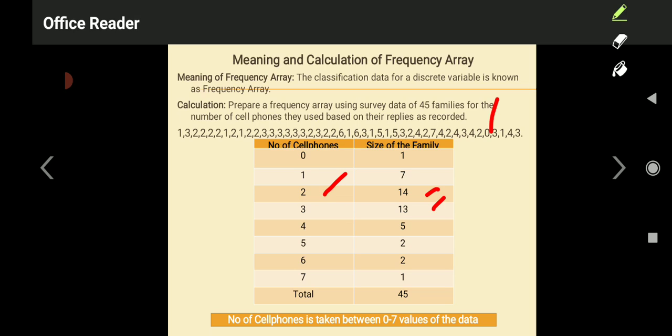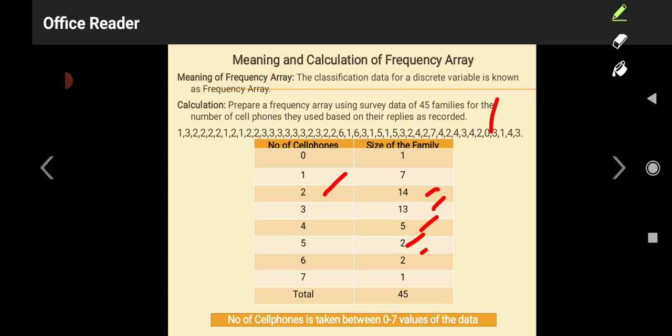Now look at the next one. Only 5 families are using 4 cell phones each. Out of those 45 families, after making a survey, you have come to the conclusion that only 5 families are using 4 cell phones each. And look at the next one: 2 families are using 5 cell phones. Only 2 families are there among the 45 families.